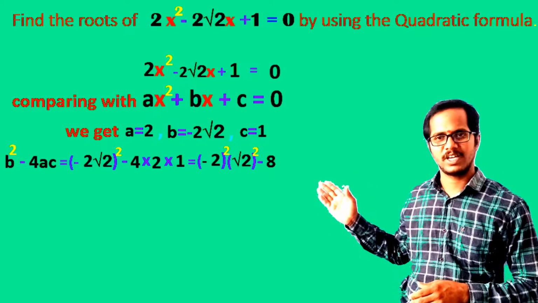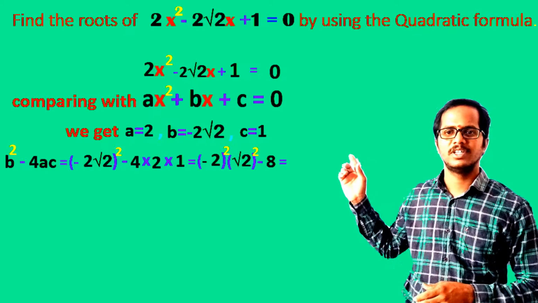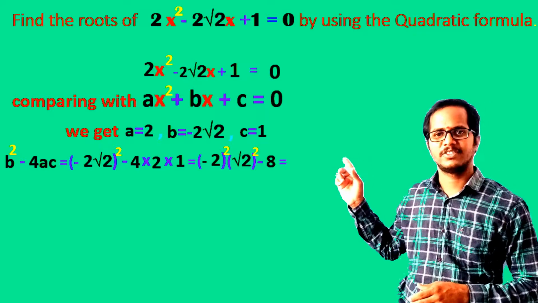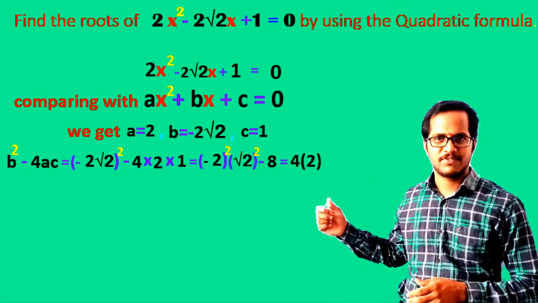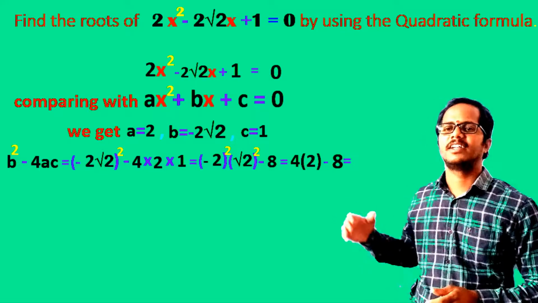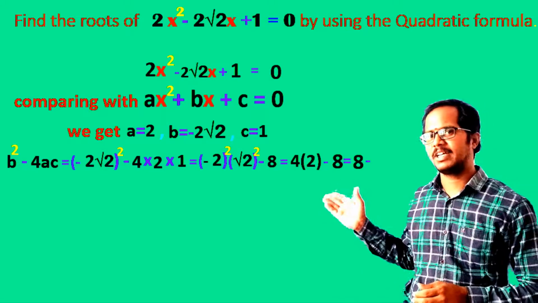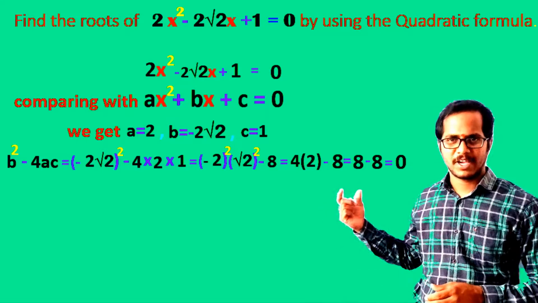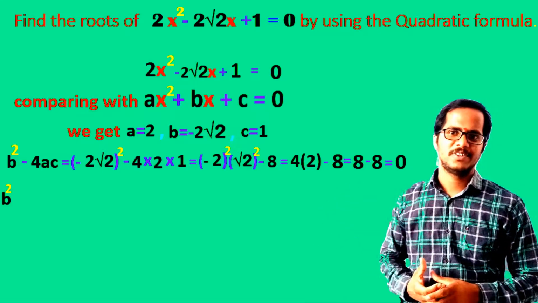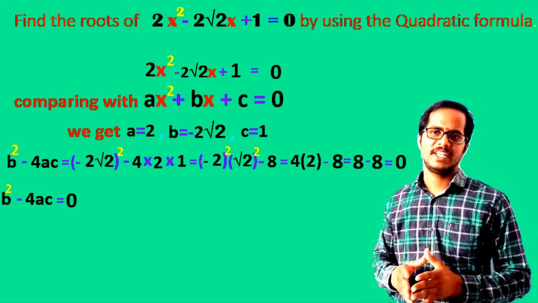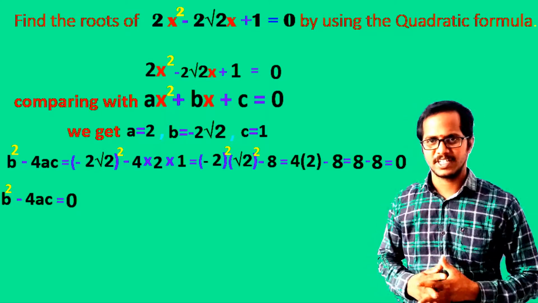And here minus 2 square equals 4, and in root 2 square, you can cancel the square root with the square, so we get 2. So we get 4 into 2 minus 8, and 4 into 2 equals 8, 8 minus 8 equals 0. So here we get the b square minus 4ac value as 0. So if b square minus 4ac equals 0, then the given equation has real solutions.